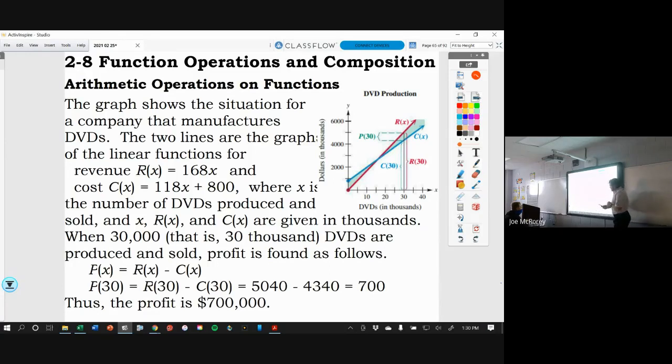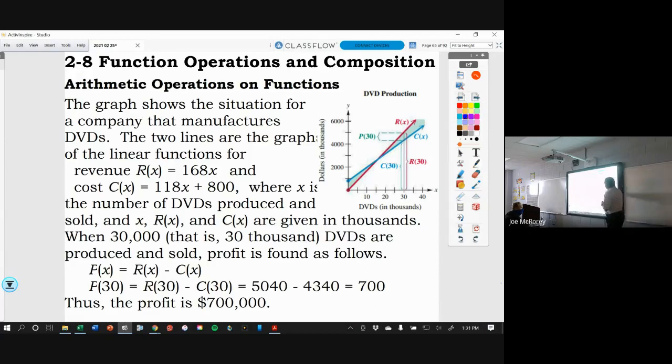Plugging in 30, you plug the 30 into the R of X function. So you have 168 times 30, which is 5,040. And you also plug 30 into the cost function. 118 times 30 plus 800 is 4,340. Then you take those results, 5,040 minus 4,340, and you get 700. Which means by selling 30,000 DVDs, we're going to profit $700,000. And that is arithmetic operation on functions. We're plugging the same number into two different functions.